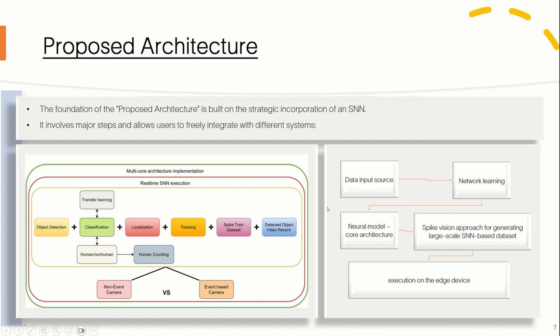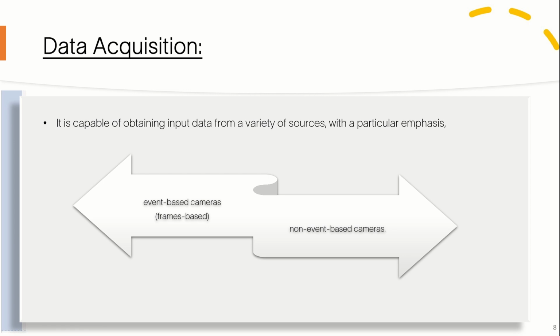So in algorithm form, we are doing data input sources. We will see event-based cameras and non-event-based cameras, and then the network learning, where we will discuss transfer learning, like a parent-child concept. We propose a lifelong learning agent. Then we will discuss the neural model core architecture, where we will discuss the leaky integrate-and-fire neural model and the Spike Vision approach for generating a large-scale SNN-based data set. And then finally, we will discuss the execution on edge devices and the difficulties we faced during the implementation part.